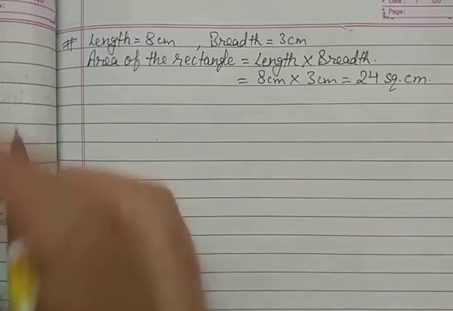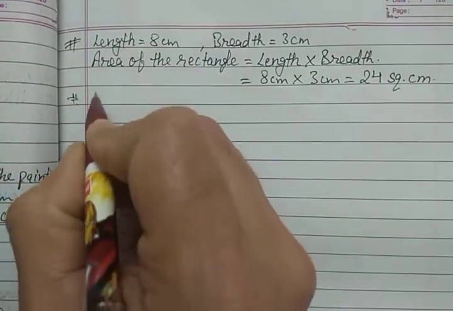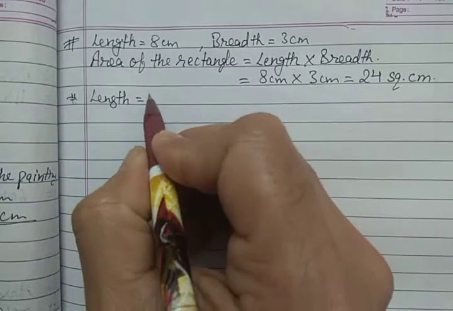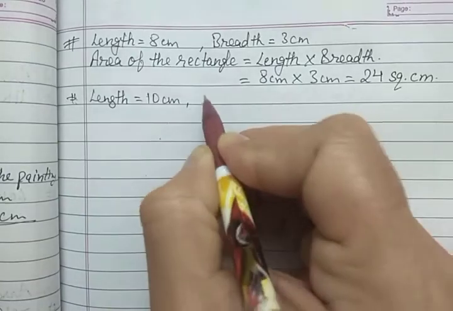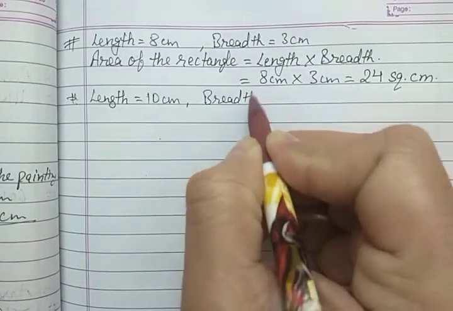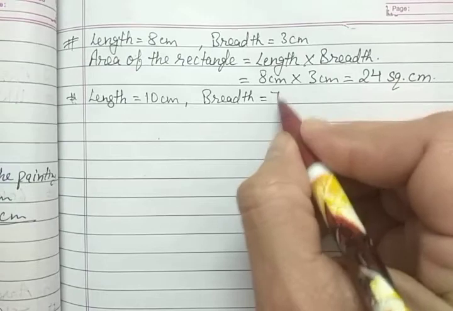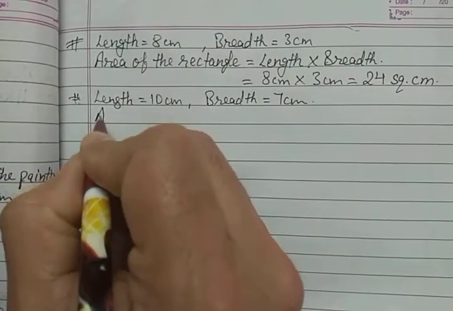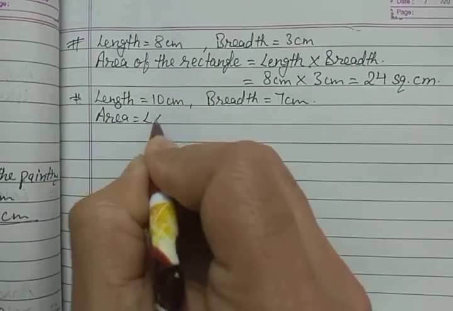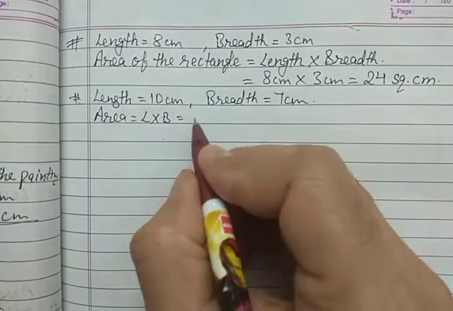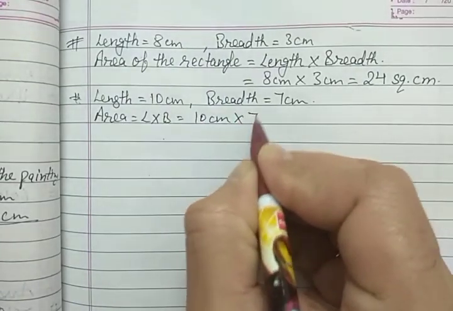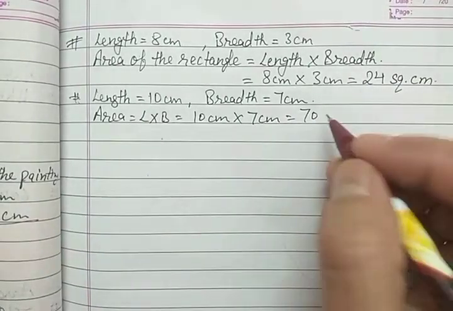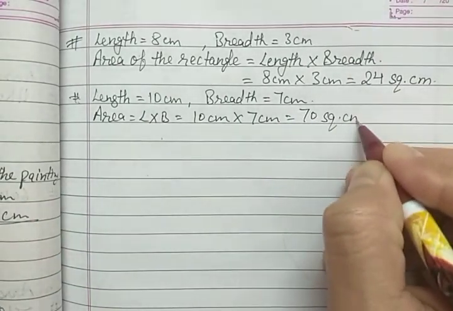And suppose let us take one more example. Suppose length is 10 centimeter and breadth is equal to 7 centimeter. Now what will be the area of a rectangle? So area, you know, length multiplied by breadth. Put the values. Length is 10 centimeter multiplied by breadth is 7 centimeter. So 10 sevens are 70 and units are centimeter. So we'll write square centimeter.